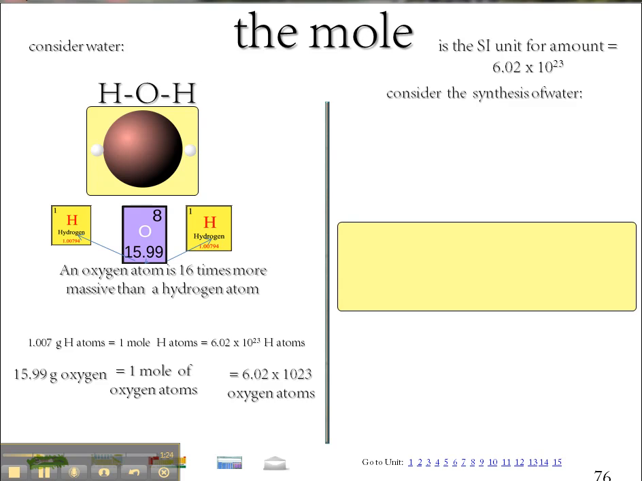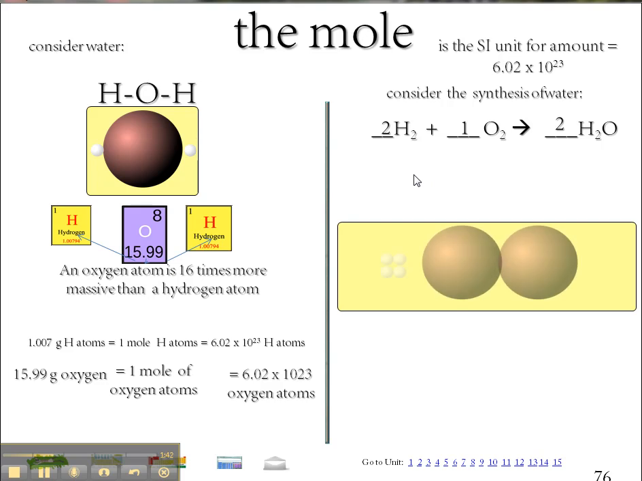Let's use this to synthesize some water. When we make water, we combine hydrogen and oxygen to make water. There it is from the elements. And balancing it shows us that we need 2 hydrogen molecules for each oxygen molecule to produce 2 molecules of water. This is shown schematically here.